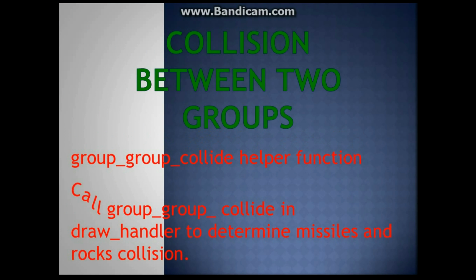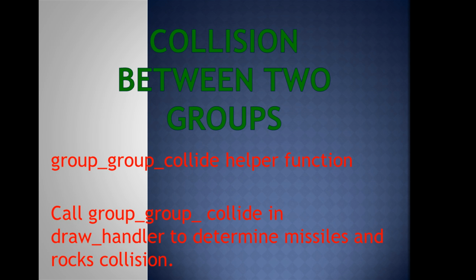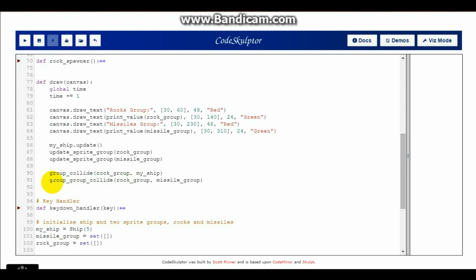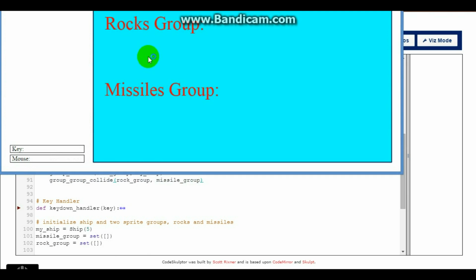Collision between two groups. Group collide helper function. Call group collide in draw handler to determine missiles and rocks collision. Group collide takes two arguments, first group and second group. It iterates over each element in a copy of second group, and calls group collide with that element as the second argument. If the return value is true, that element is then removed from the original second group. Finally, call group collide from draw handler, with rock group as first argument and missile group as second. In output area, you can see the message when a missile or the ship collides with any rock.